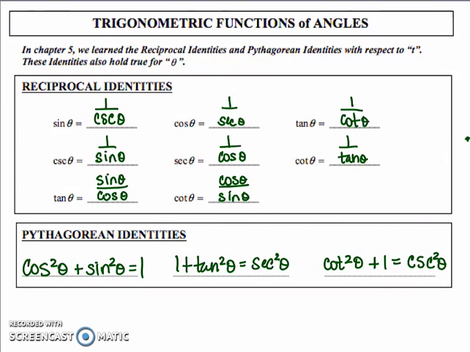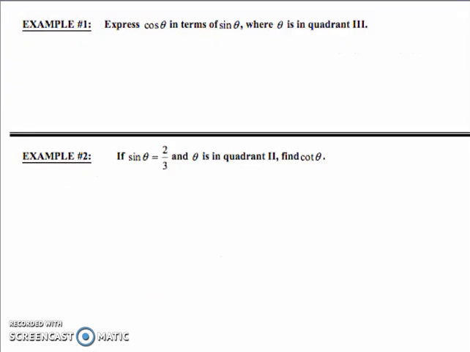Okay, so let's look at the next example. It says express cosine theta in terms of sine theta, where theta is in quadrant 3. So the first thing is quadrant 3 tells us about the signs of sine and cosine. In quadrant 3, we know that sine theta and cosine theta are both negative values. So when we get to our answer, we know we're going to choose the negative one for that reason.